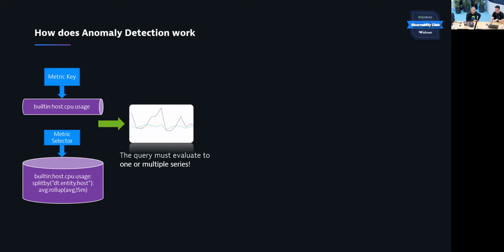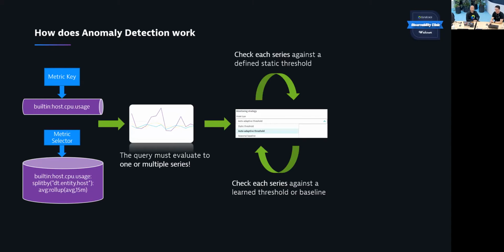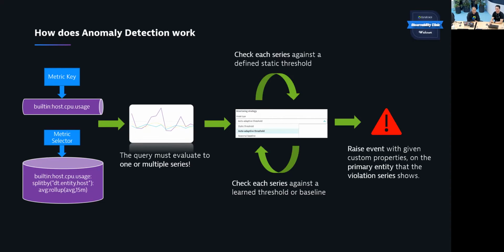The next step is that the query must evaluate one or multiple series. On both, you have the possibility to filter and split on dimensions and so on. And of course, with the metric selector, as I said, with metric expressions, you have more possibilities. On top of that, you choose the monitoring strategy. As I said, we have static threshold, adaptive threshold, and seasonal baseline. They evaluate the data coming in, and if a violation is found, then it raises an event. Cool. So that's quick and simple how anomaly detection works in Dynatrace on our metric events.